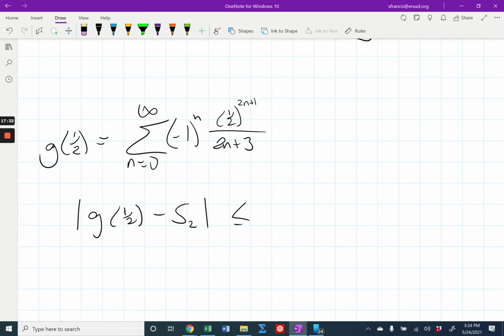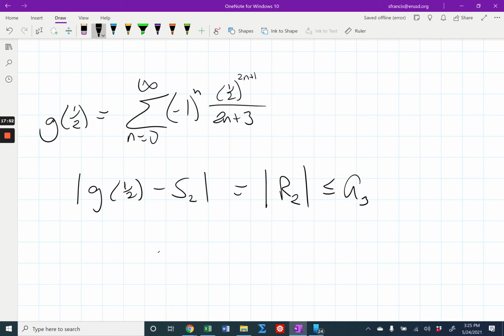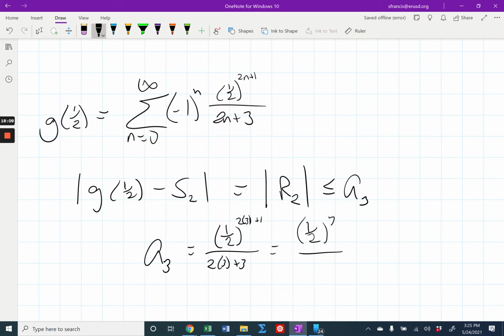So let me actually insert one thing. This is just the R sub 3. That's what this is, okay? No, it's not. It's R sub 2, which is less than or equal to A sub 3. So what is A sub 3? Okay, A sub 3 is 1/2 to the 2 times 3 plus 1 over 2 times 3 plus 3. What's that? 6, 7, 1/2 to the 7th over, that's 6 and 3 is 9.